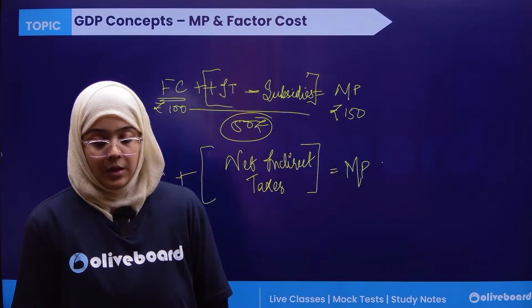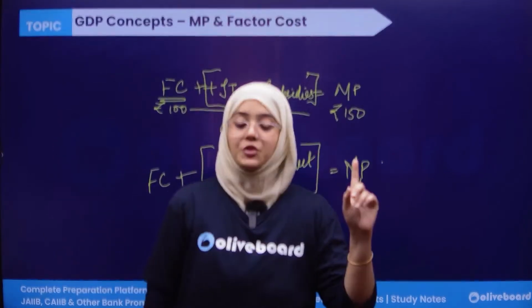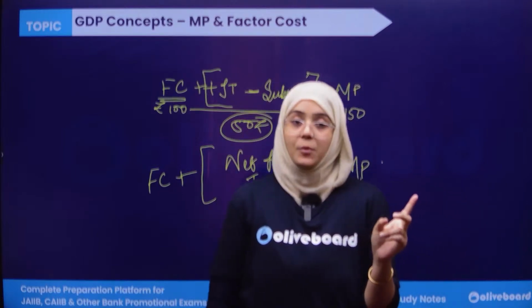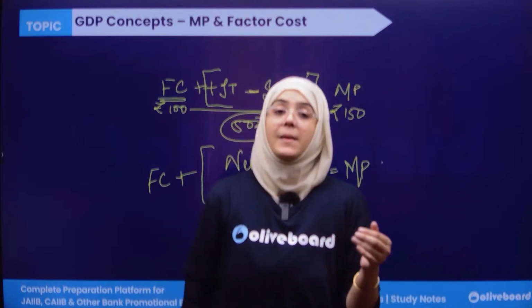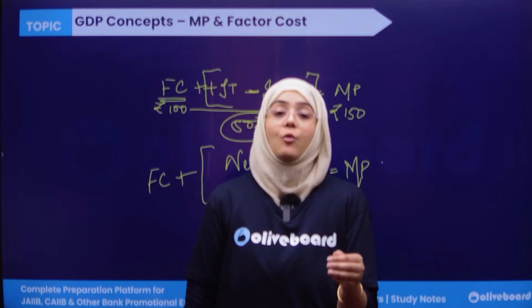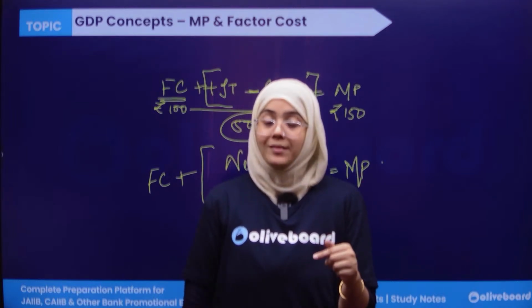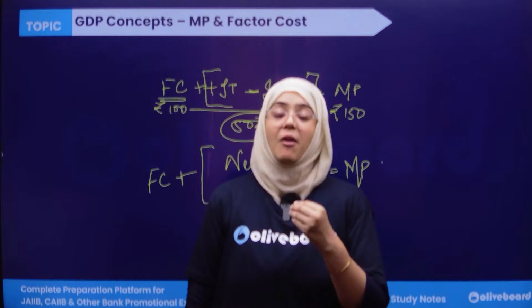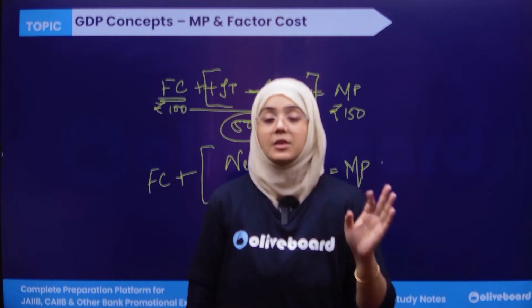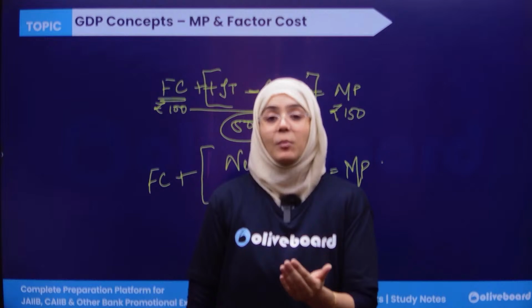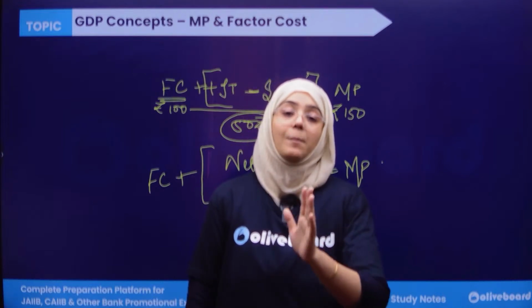Done? So these are the three formulas. First of all, GDP and GNP, gross domestic product and gross national product. The difference between GDP and GNP is the net foreign income. Second, there is market price and factor cost. The difference between market price and factor cost is net indirect taxes. And the third is gross and net. The difference between gross and net is the depreciation.